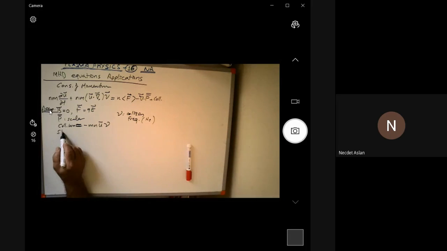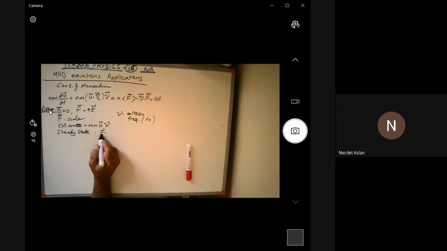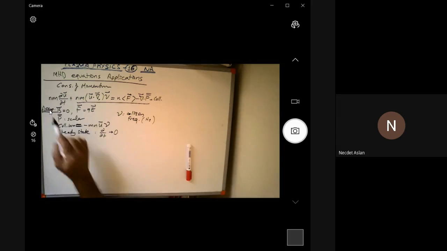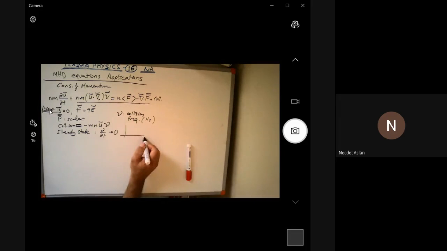We also consider steady state. Steady state means that the d over dt terms are set to 0, so nothing changes in time, and we solve only this part, with no time-dependent part. Usually if you plot something as a function of time, say one component of the velocity, it will start linearly, do something, and finally reach some value, maybe even 0. After this point on, it doesn't change, so that is the steady state case.